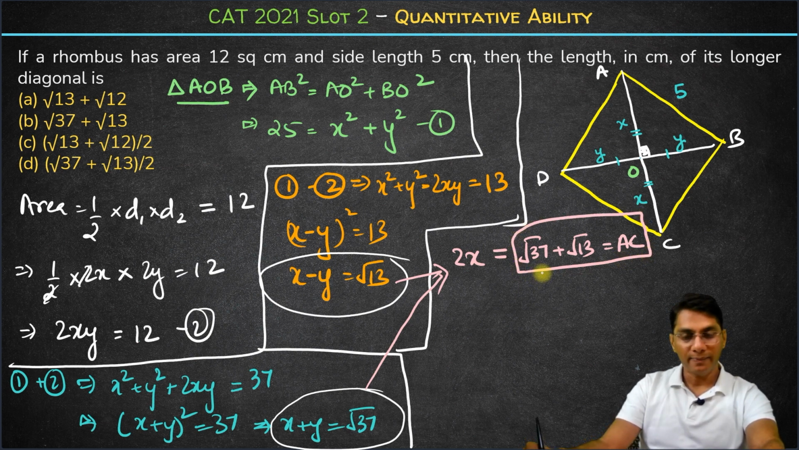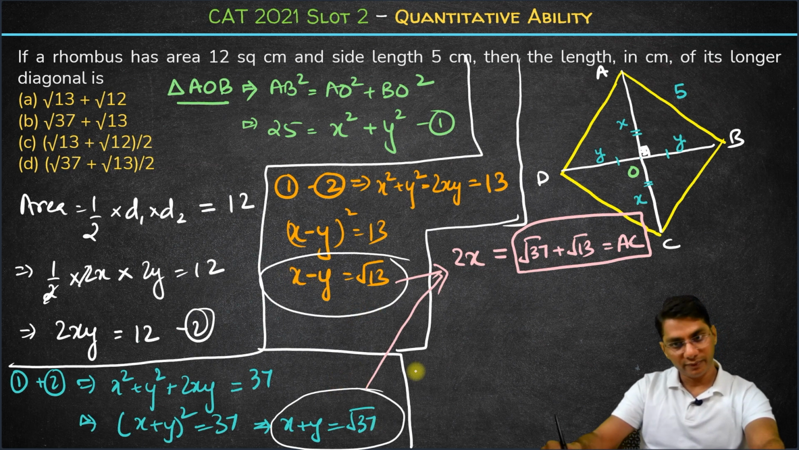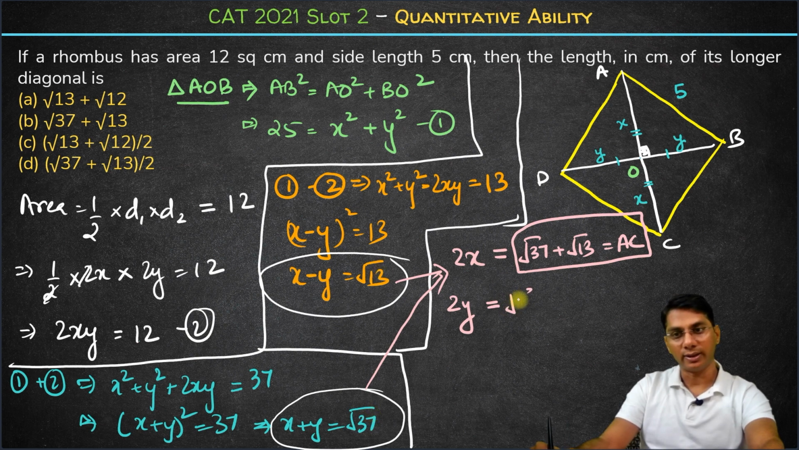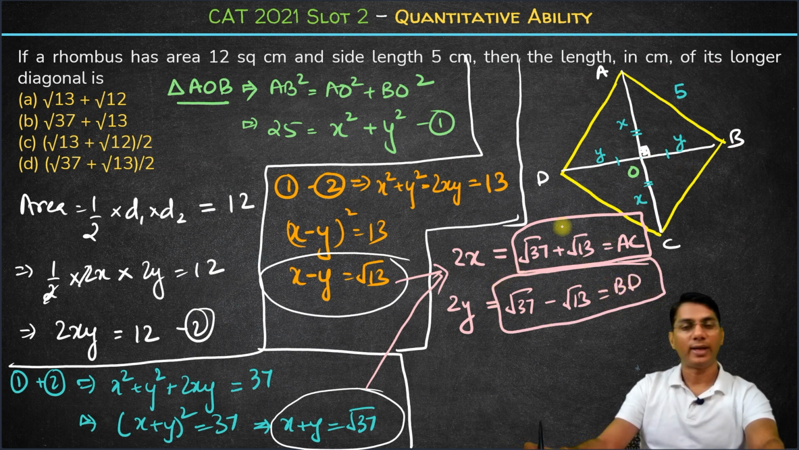Now how do we get y? Simple. Let's subtract these two equations. So x plus y minus x minus y gives us 2y, which is equal to root 37 minus root 13. And 2y is the diagonal BD. So these are the lengths of the two diagonals: root 37 plus root 13 and root 37 minus root 13.